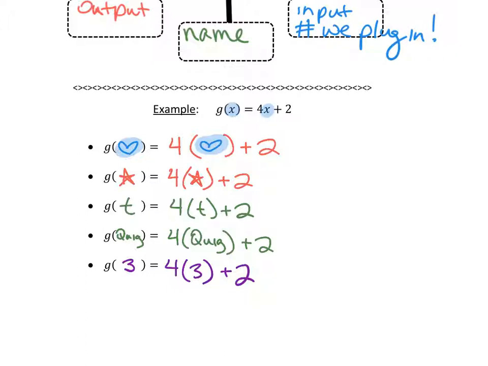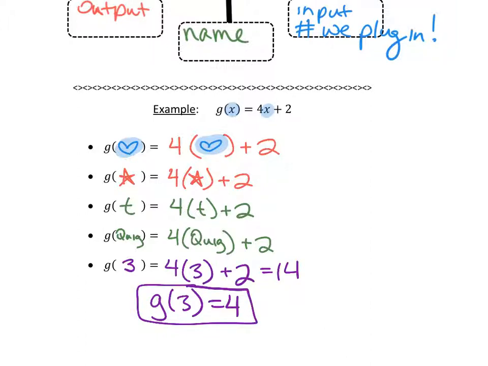When we have only numbers, though, this is when we're actually going to do the evaluation. We're actually going to multiply this out. 4 times 3 is 12. 12 plus 2 is 14. So we would say that the following is true. We would say, therefore, g of 3 is equal to 14.